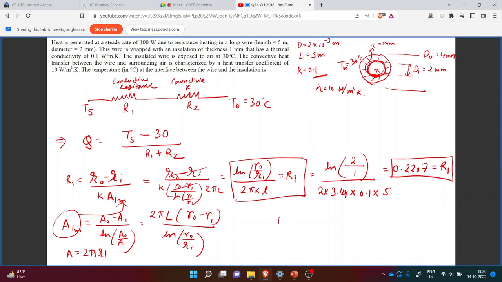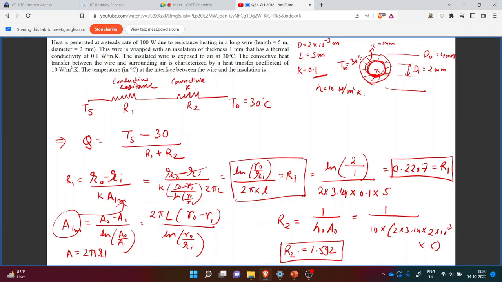Similarly, the convective resistance R2, we can calculate as R2 is equal to 1 upon h0 into A0, where h0 we have the value as 10. The outer surface area is 2 pi r0 L, that is we can write it as 2 into 3.14, the outer radius is 2 mm, 2 into 10 raised to minus 3, into length of 5 meter. And you can solve this, and the final value will be 1.592.